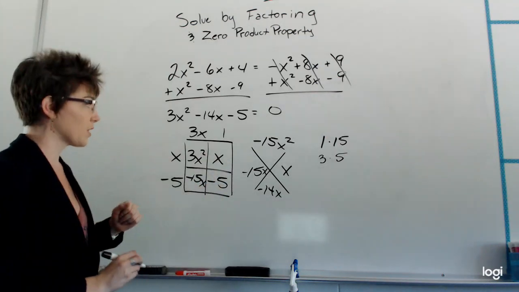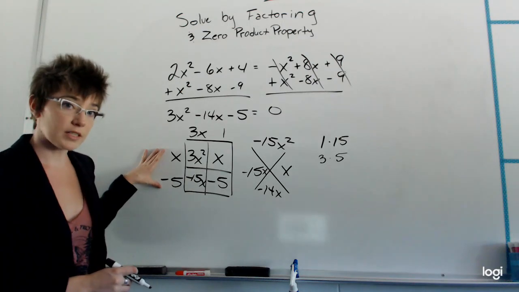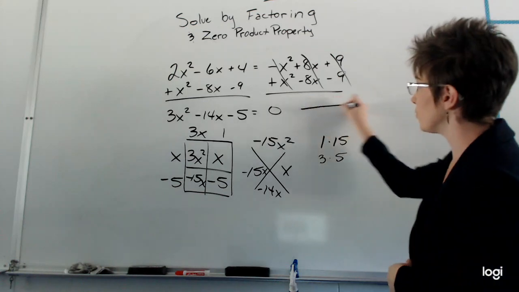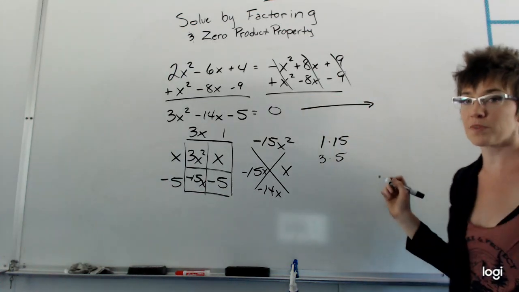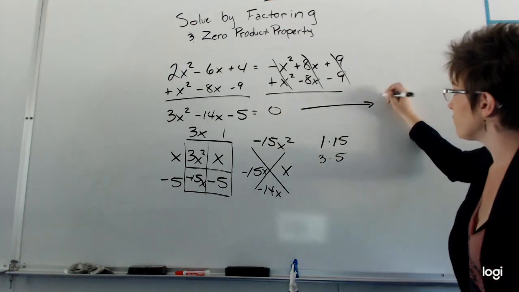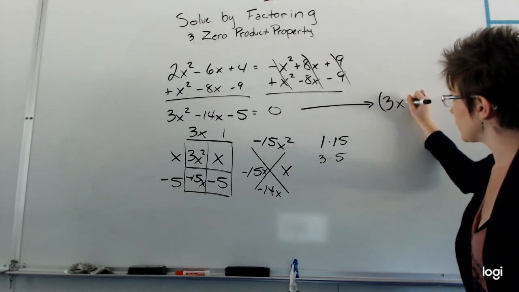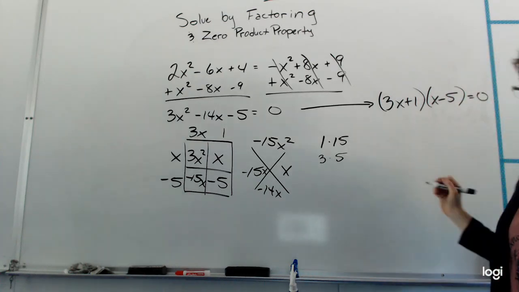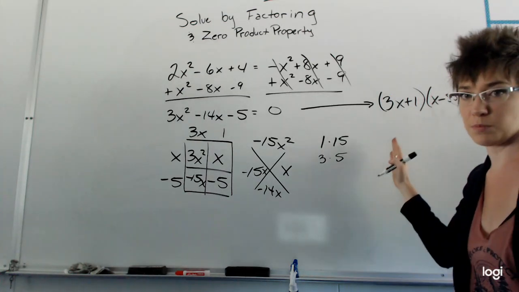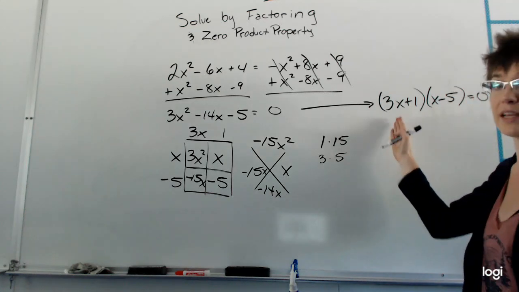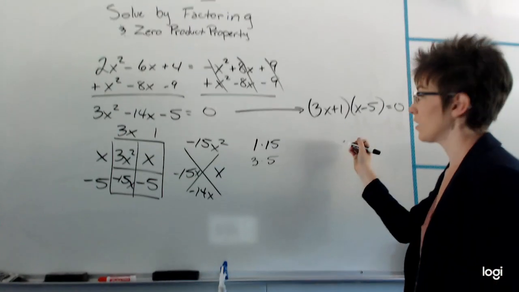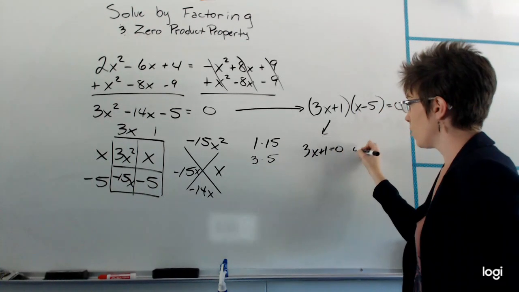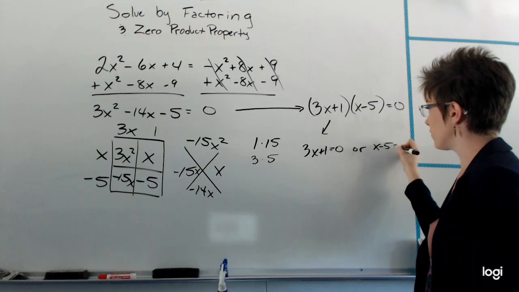We factored correctly. Okay, so the terms along the side and along the top become my factors. I'm going to kind of move over here so I have a little more room. So this equation factors to 3x plus 1 times x minus 5 equals 0. And essentially, I would just split off into evaluating when each factor itself is equal to 0. So I have that either 3x plus 1 equals 0 or x minus 5 equals 0.